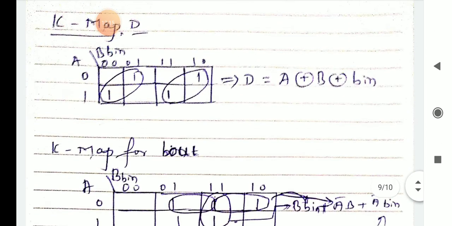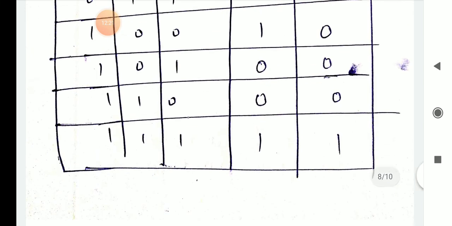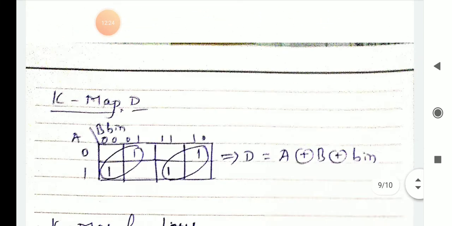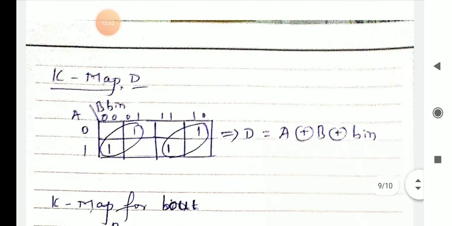A is 1, B Bin are 0 0, here you can place 1. Next, the last one is 111. A is 1, B Bin is 1 1, you can place 1 there. Okay, so this is how you place the difference truth table using Karnaugh maps.